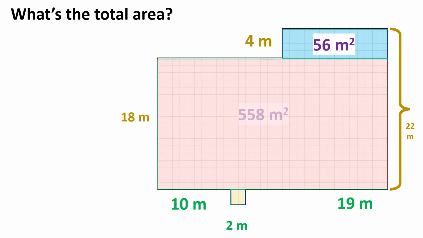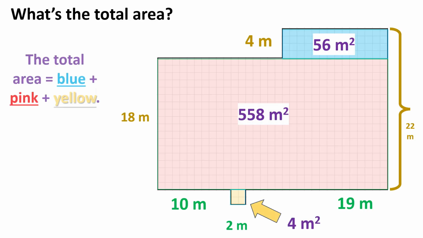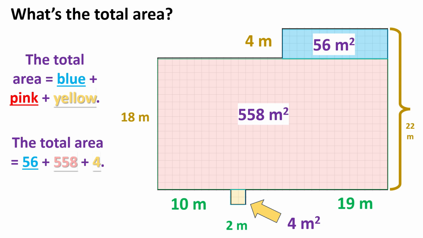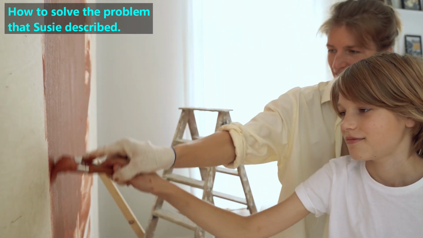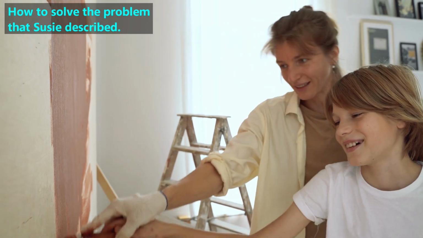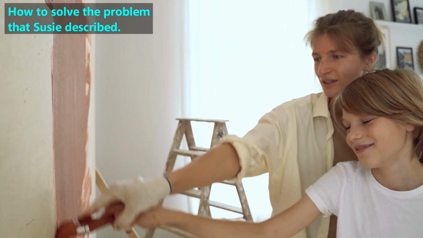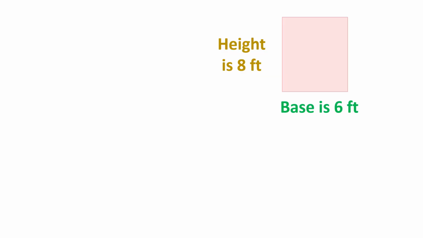Now we can add up these smaller areas. We'll use a calculator to add up 56 plus 558 plus 4, and we get 618. The total area of this shape is 618 square meters. Now we're ready to solve the problem that Susie described. This piece of wood is shaped like a rectangle. The base of the rectangle is 6 feet, and the height is 8 feet.